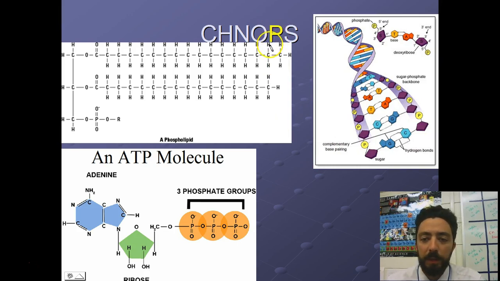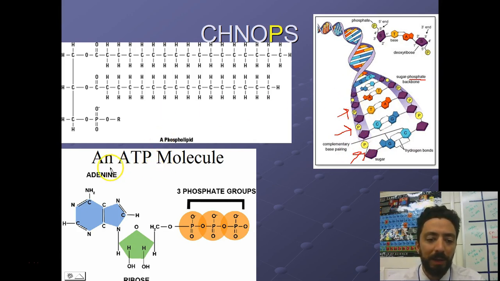Phosphorus is the next one, the P. Phosphorus is really critical in DNA. So, right, we've got our phosphorus in the backbone. It's a sugar phosphorus backbone. And that phosphorus is in the form of phosphate, but it's used in each one of these backbone pieces.